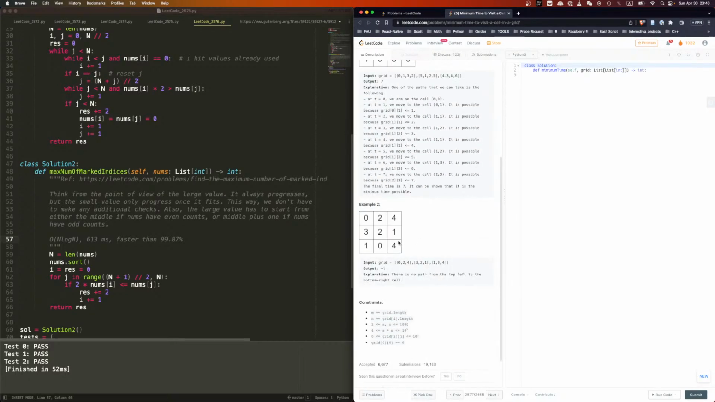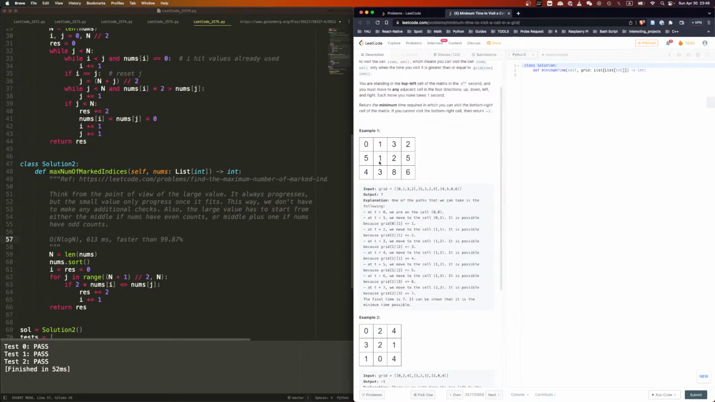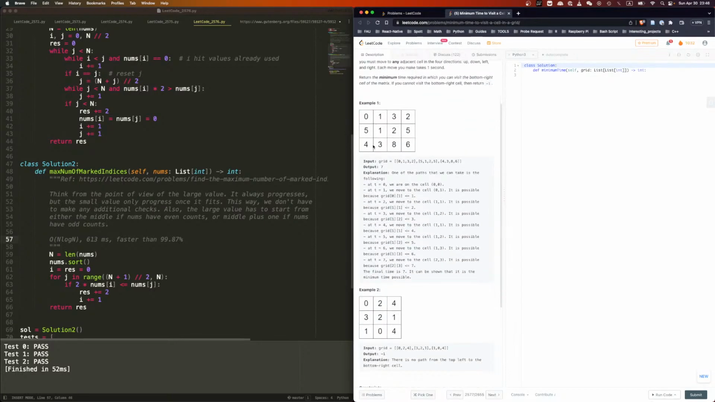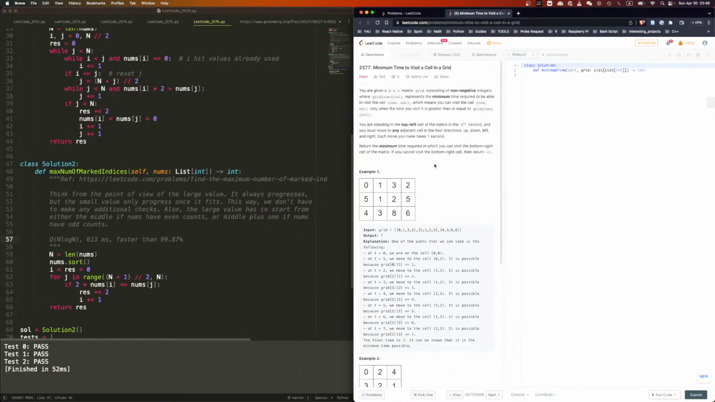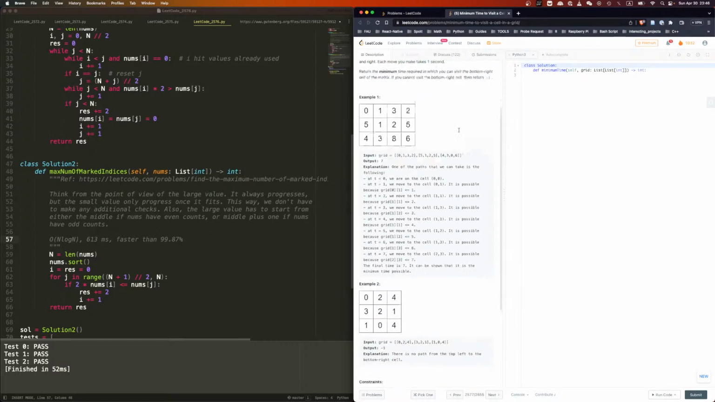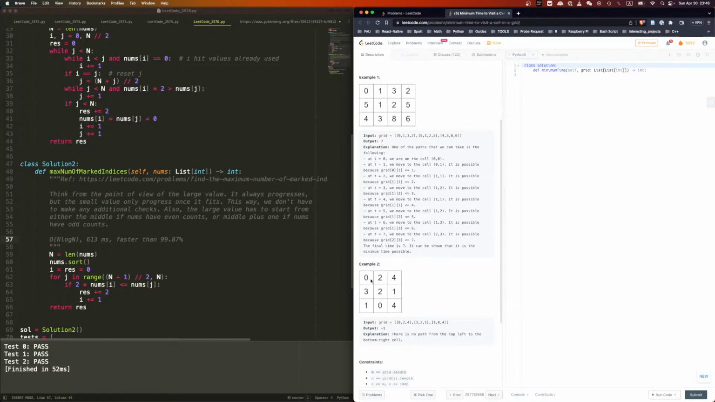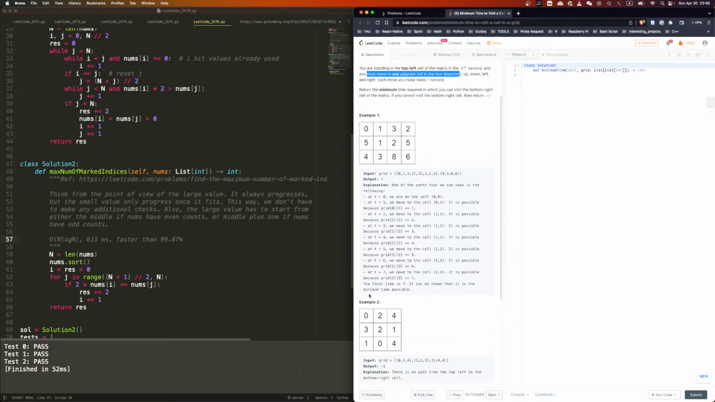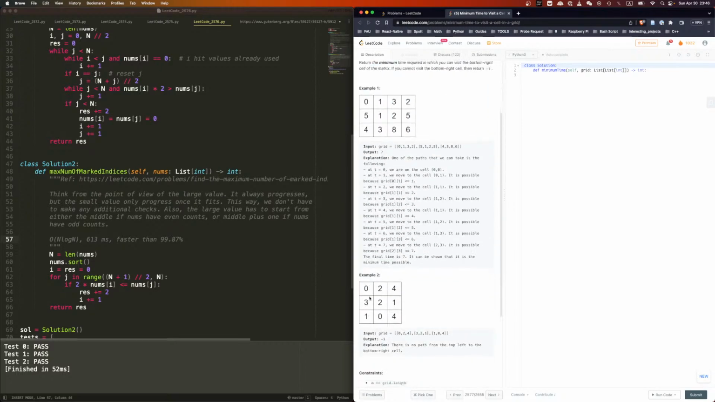Oh yeah, this one you cannot. So in this case, there's no path. Hold on, let me read it again. You must move to any adjacent cell in the 4 directions. I mean, in this case, it's not possible because you cannot move. This one requires 2, right? And if you move here, that's only 1. You move here, that's only 1. So you cannot visit this. So you got stuck at this position.